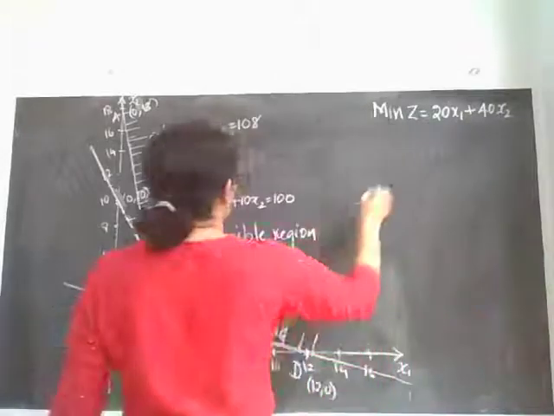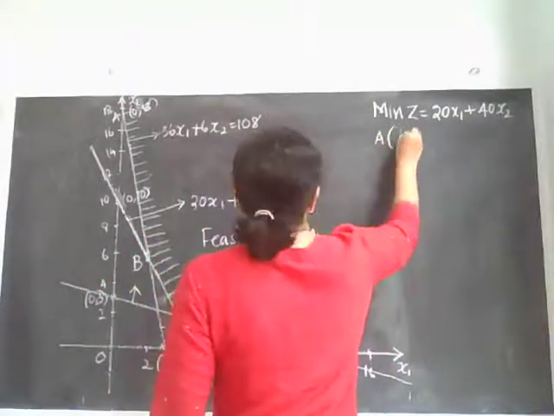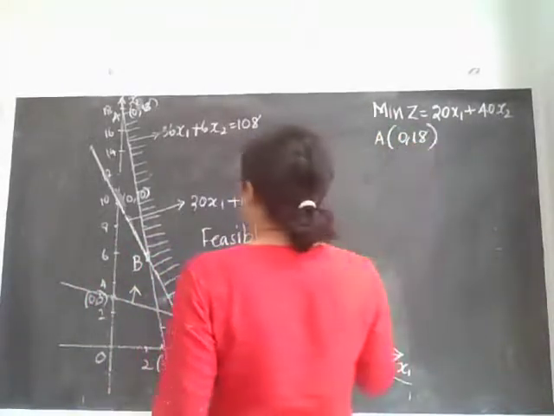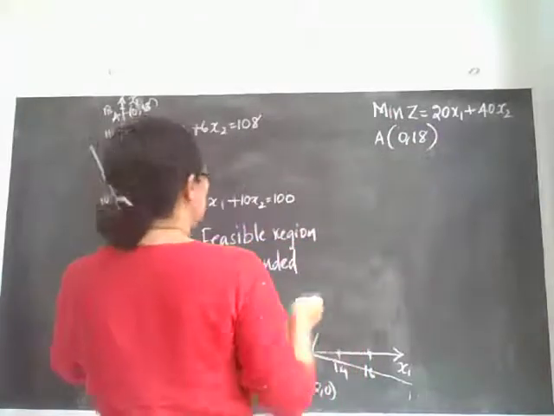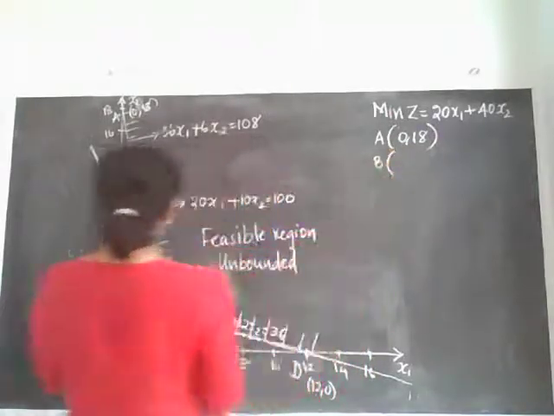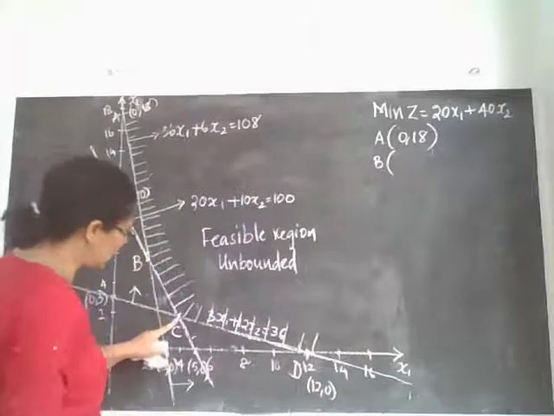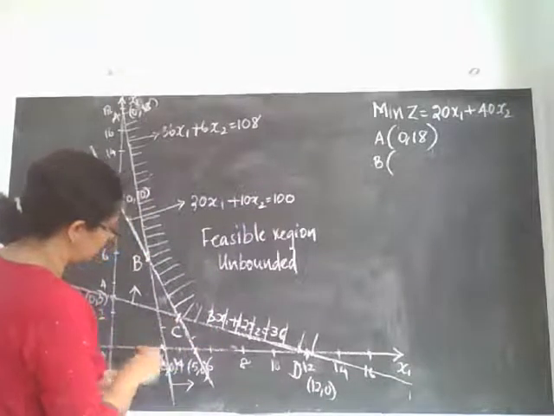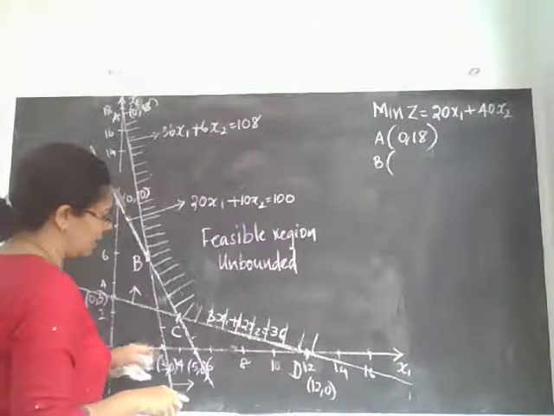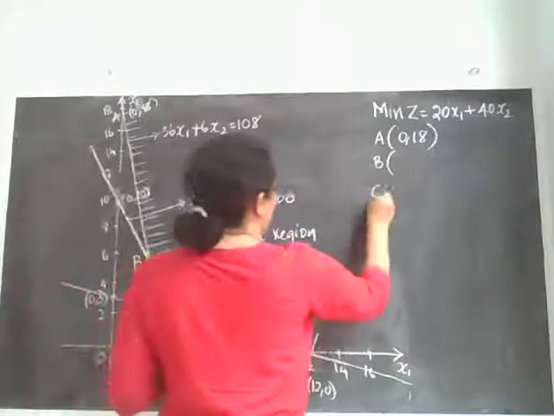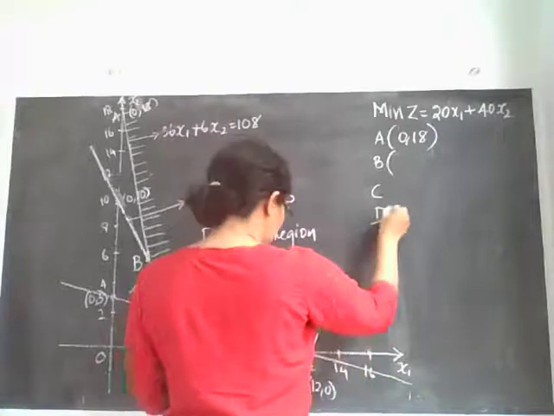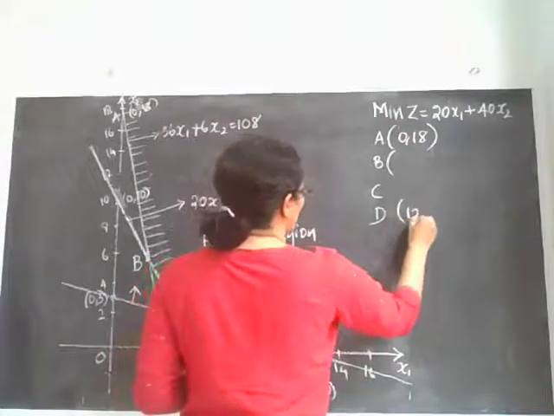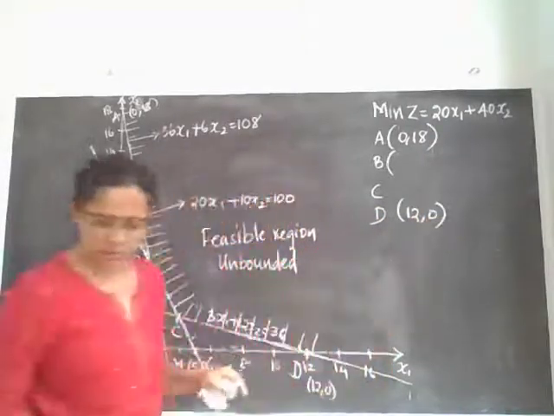Point A, the value is (0, 18). B and C lie on 2 lines, so we do not have their values yet. And D is (12, 0).